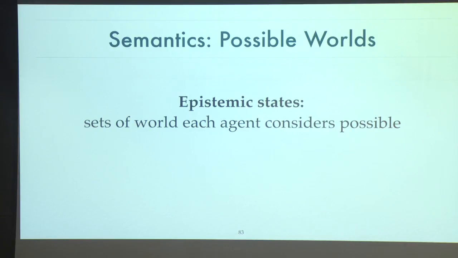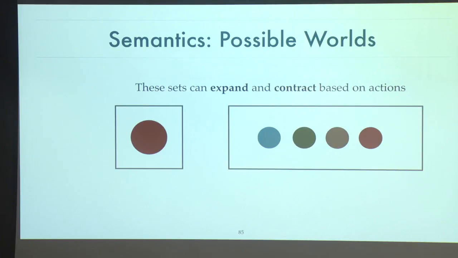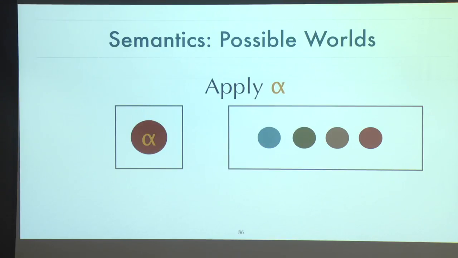To account for what these things actually mean, we have a notion of an epistemic state, which accounts for a set of worlds that, from a given actual world, each agent considers possible. So there's a Kripke-like accessibility relation. There's an actual world, there's a set of worlds that an agent considers possible, and then there's a notion of how the set of possible worlds for each agent expands and contracts based on the actions that occur. So if we apply an action alpha, we have to compute how alpha applies to each of the possible worlds in every agent's knowledge state. And this will look different for each action alpha that we have.